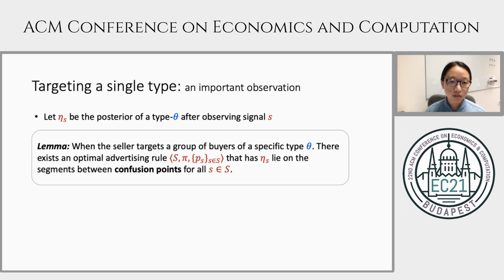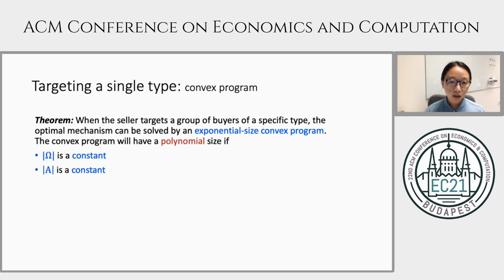And let eta_S be the posterior of a type theta buyer after observing signal S. Then our observation says that there exists an optimal advertising rule that always has the posterior eta_S lie on the segments between the confusion points. So based on this observation, we are able to formulate an exponential size convex program that will solve the optimal mechanism. And this convex program will have polynomial size if the size of omega is a constant, or the size of the action set A is a constant.